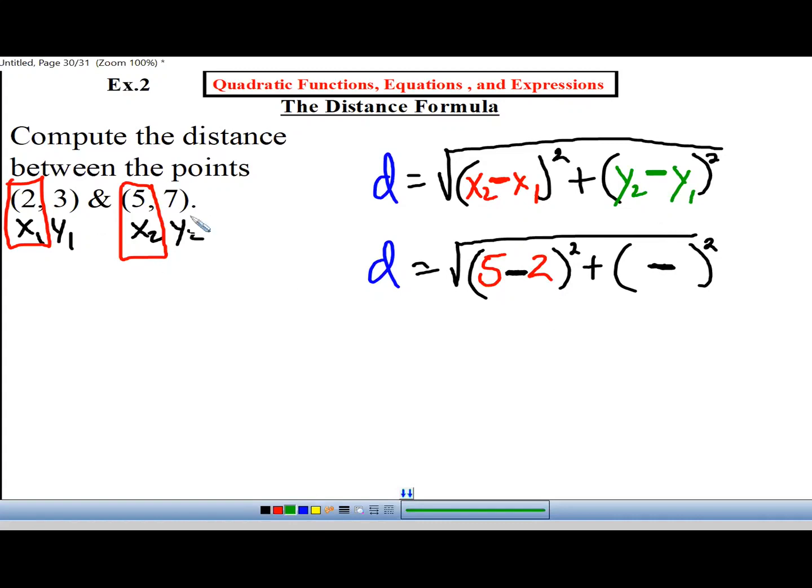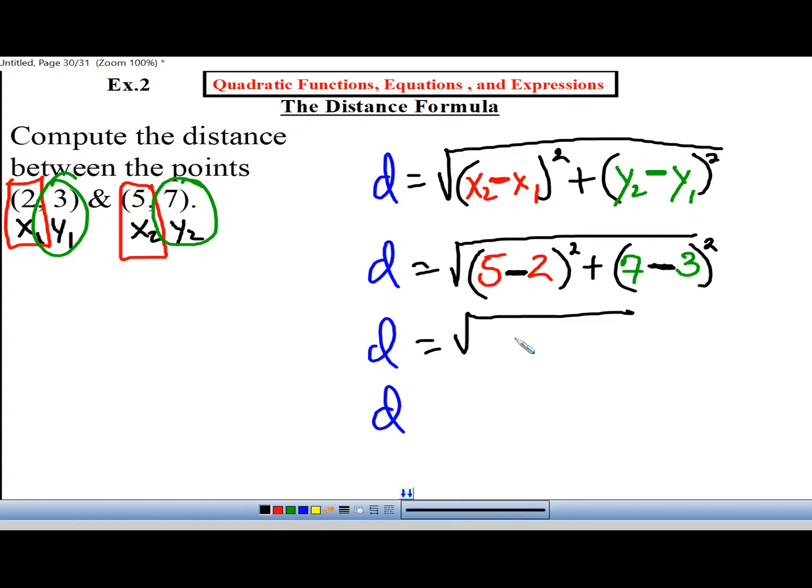Next, y sub 2. What is y sub 2? Y sub 2 is 7. Next one is y sub 1. What is y sub 1? 3. All right, let's simplify. Square root. 5 minus 2, that's 3 squared, plus 7 minus 3 is 4 squared. So what is 3 squared? That's 9, plus 4 squared is 16. So D equals square root of 25.